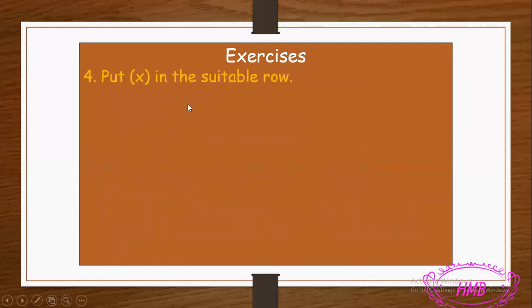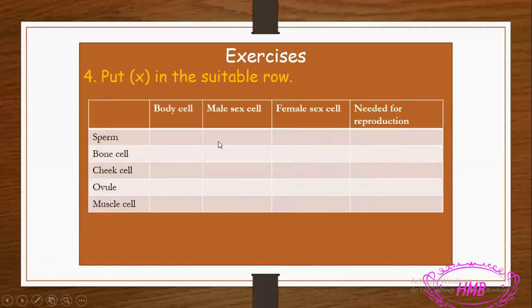Another question. Put X in the suitable row. Let's see. We have a table. In this table, first of all, we have body cell, male sex cell, female sex cell needed for reproduction. And here we have different cells. We have sperm, bone cell, cheek cell, ovule, and muscle cell. We have to put X in the suitable place.